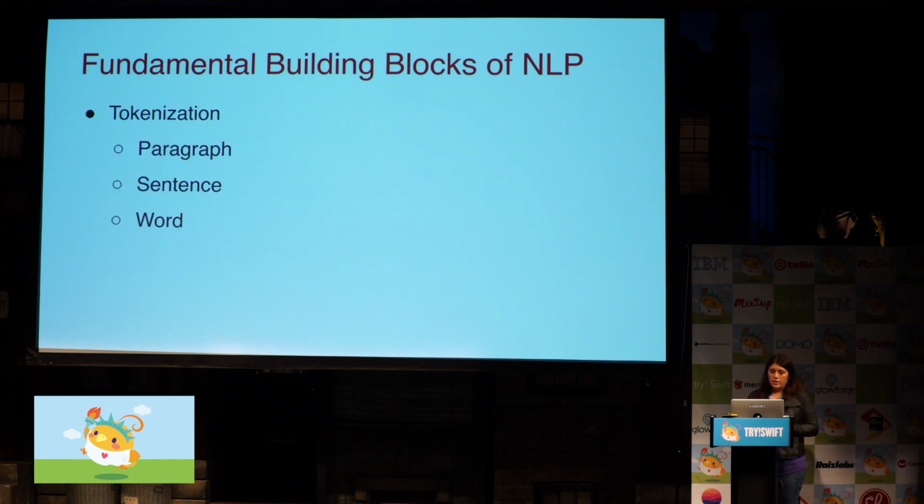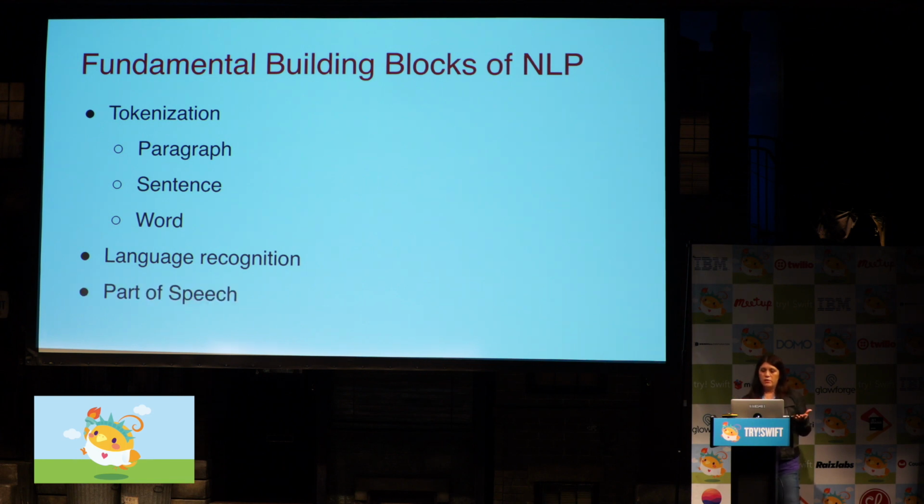Starting with tokenization, which basically means segmenting text into a specified unit that could be a paragraph, sentence, or word. It doesn't seem particularly interesting or impressive at first glance, but it allows us to accomplish the other tasks, including language recognition, and part of speech, so determining whether a particular word may be a noun or a verb, etc.